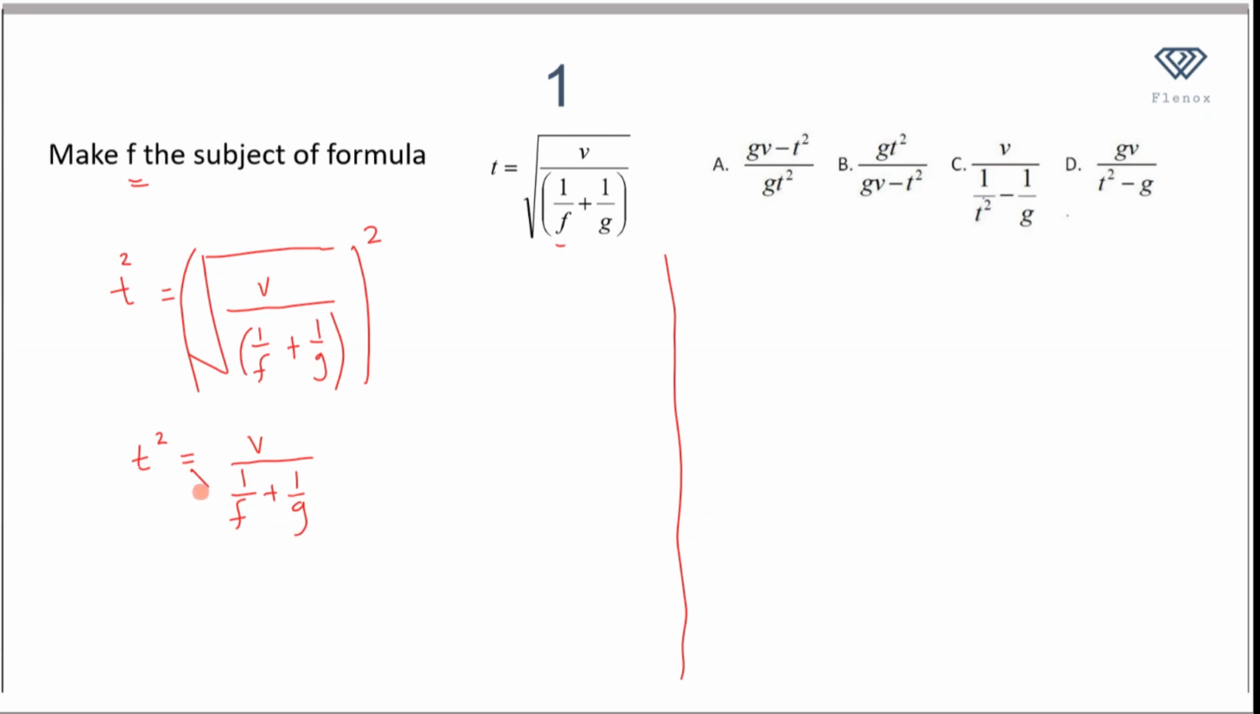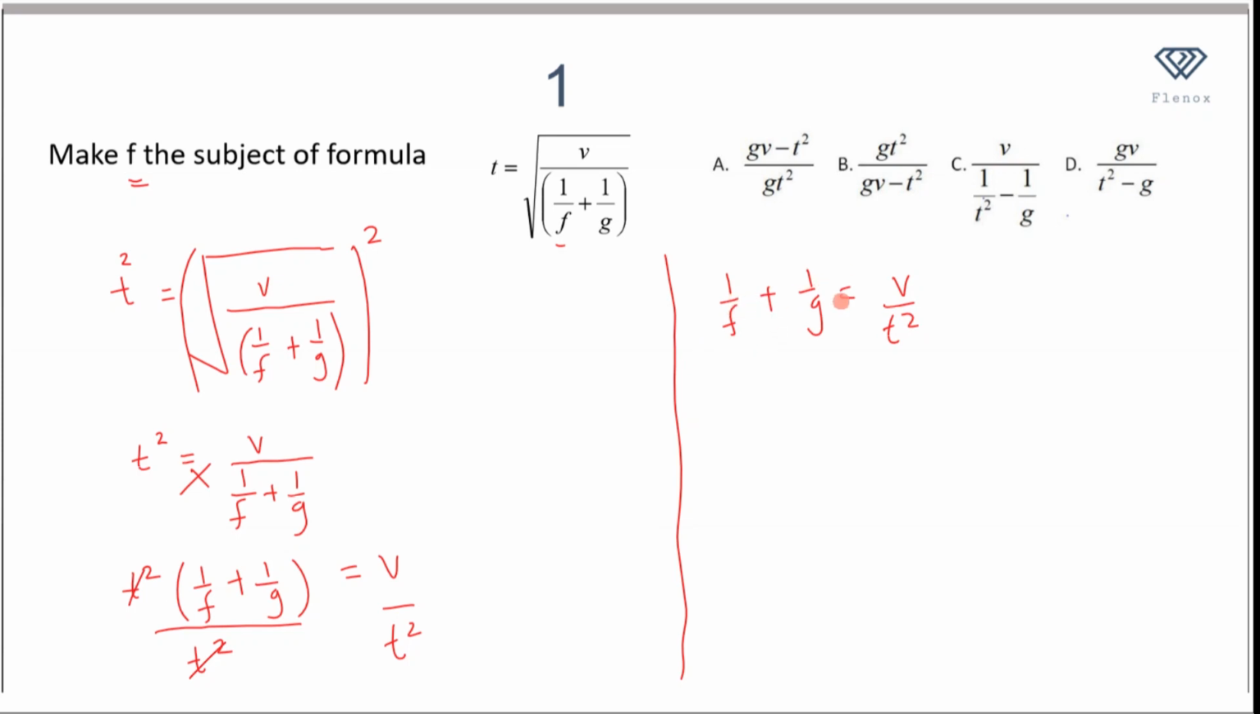And when we cross multiply, we have what? We have t squared into bracket 1 over f plus 1 over g is equal to V. And what can we do now? We can divide both sides by t squared. So if we divide both sides by t squared, we are left with what? 1 over f plus 1 over g is equal to V over t squared, because this t squared here will cancel out this t squared.